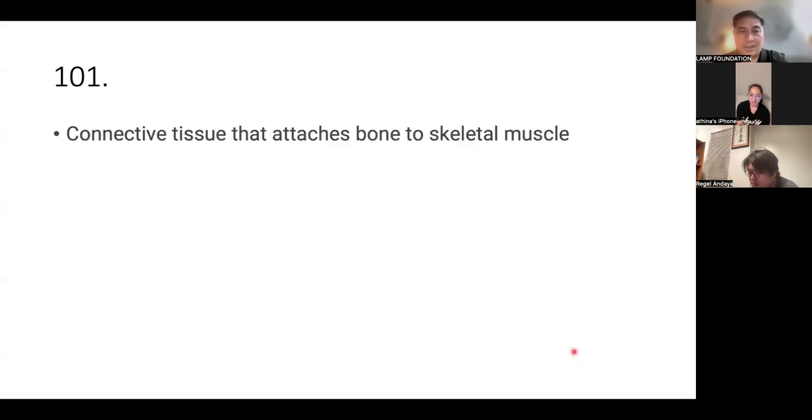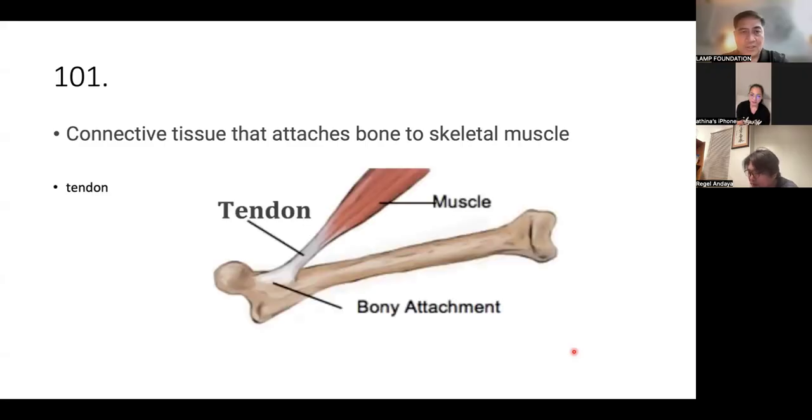Connective tissue that attaches bone to skeletal muscle is called the tendon. So this is the tendon. This is the muscle. This is the bone. So if this gets swollen due to injury, we call it tendonitis.